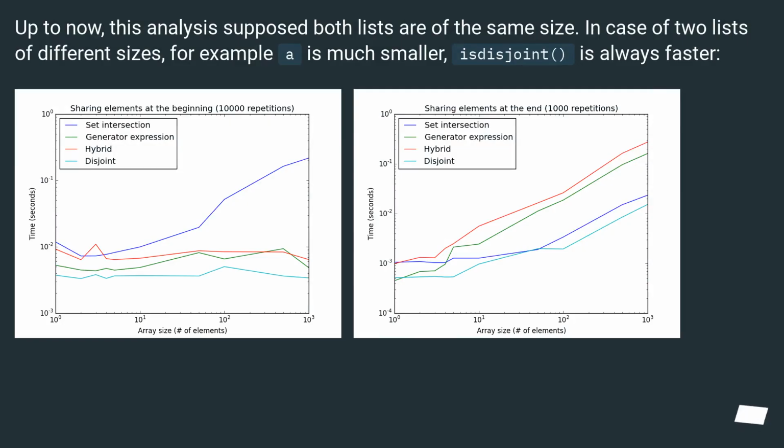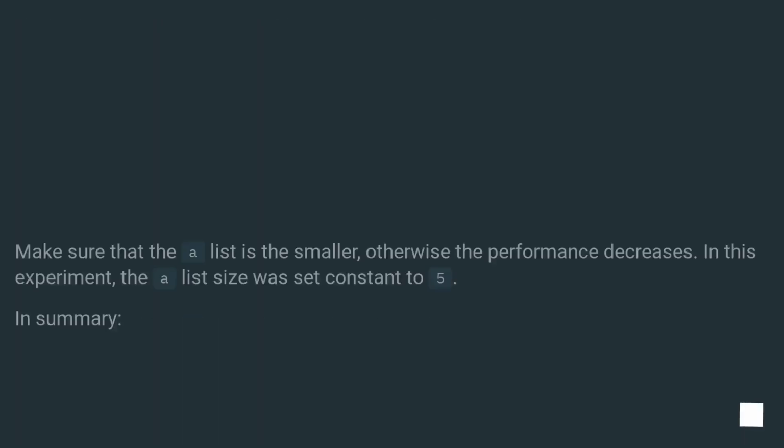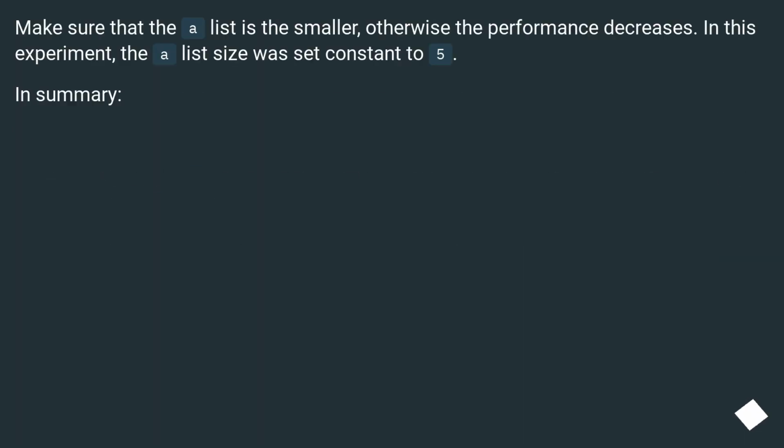Up to now, this analysis supposed both lists are of the same size. In case of 2 lists of different sizes, for example A is much smaller, isdisjoint is always faster. Make sure that the A list is the smaller, otherwise the performance decreases. In this experiment, the A list size was set constant to 5.